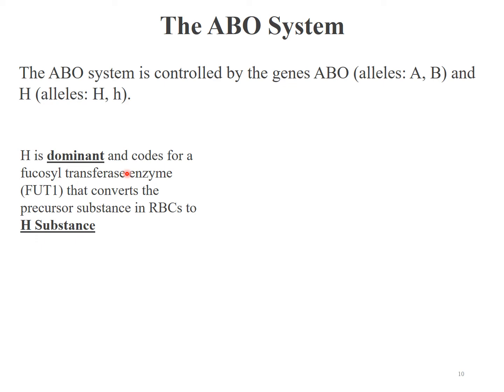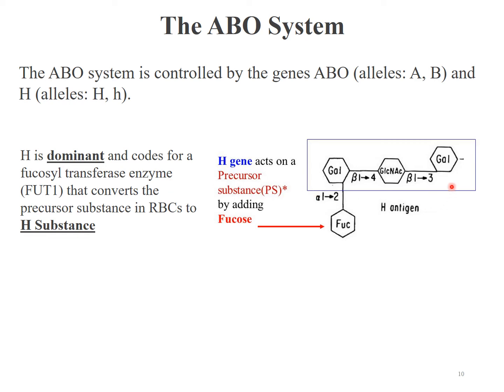Well, its function is to transfer a fucose sugar unit onto the precursor substance found on the surface of the red blood cell to form the H antigen or the H substance. So showing here, you have the precursor substance, which is again found on the surface of the red blood cell. With the help from the enzyme fucosyltransferase, we can then add a fucose unit to form the H antigen.